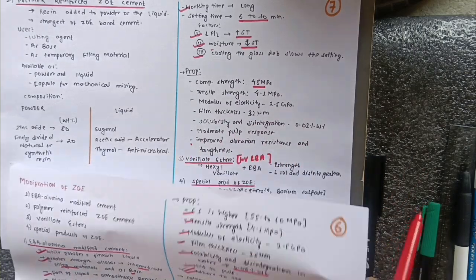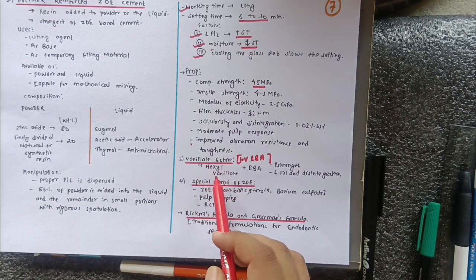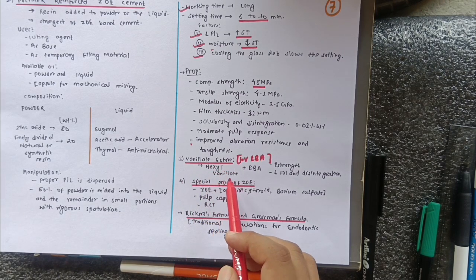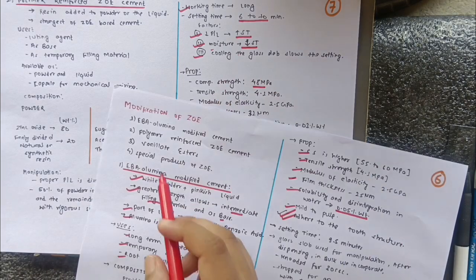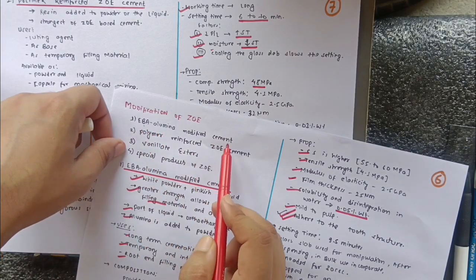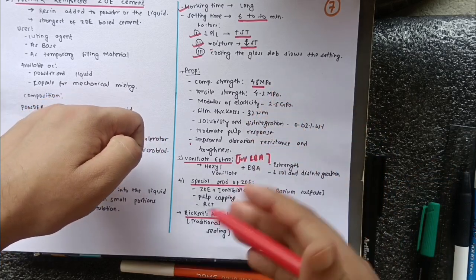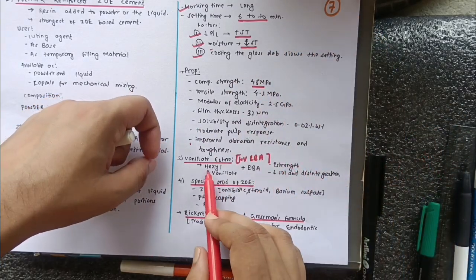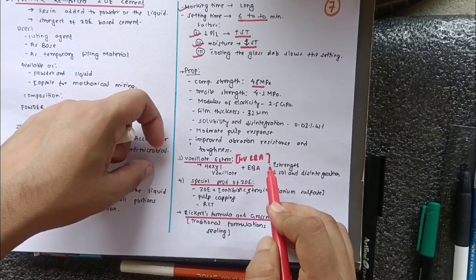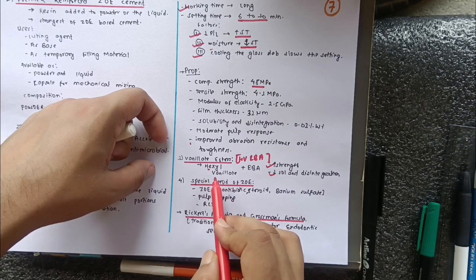After that, our third modification is the vanillate esters. Vanillate esters means here we use hexyl vanillate plus ethoxybenzoic acid, so EBA alumina modified cement is present here. In this EBA alumina modified cement we just add hexyl vanillate. So it is a modification in the modification. Hexyl vanillate is added in the EBA, so it also increases the strength and decreases the solubility and disintegration. Just remember this hexyl vanillate here.